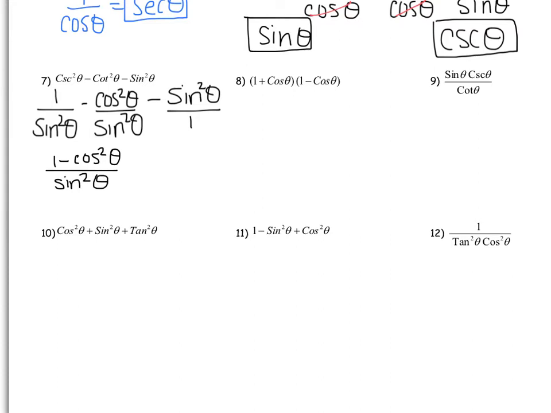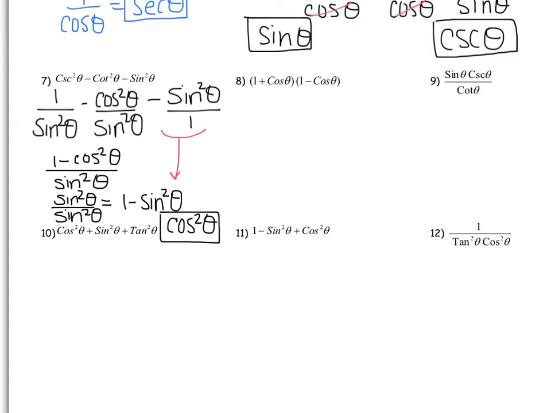Okay, and then the variations of the Pythagorean identities, we know that this piece, 1 minus cosine squared, is simply sine squared. So we're left with sine squared theta over sine squared theta, which is what? 1. So we're going to take 1 and subtract this guy from it. So 1 minus sine squared theta, again by the variations, is cosine squared theta. Final answer.